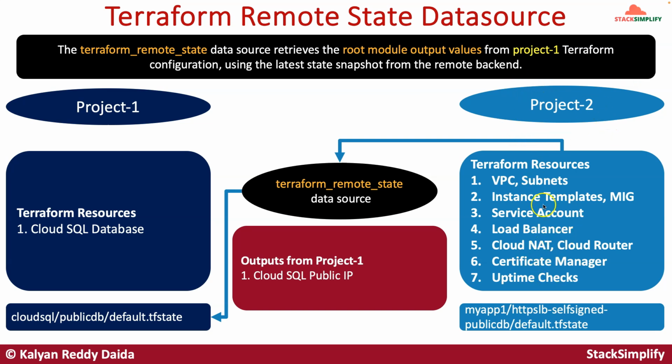For example, your application is present here in managed instance groups in project 2. So if your application wants to connect to the Cloud SQL database, it needs the IP address of your Cloud SQL database. So how are you going to get it? Using the Terraform remote state data source concept. So this concept we are going to introduce as part of these demos.